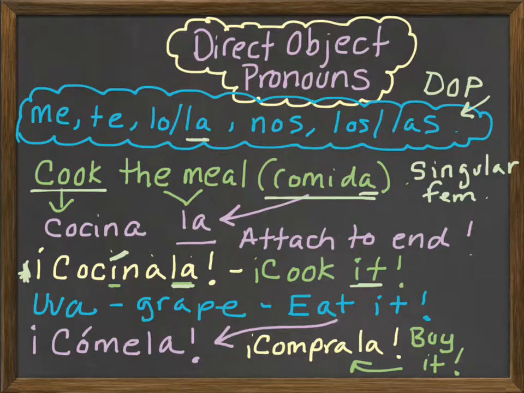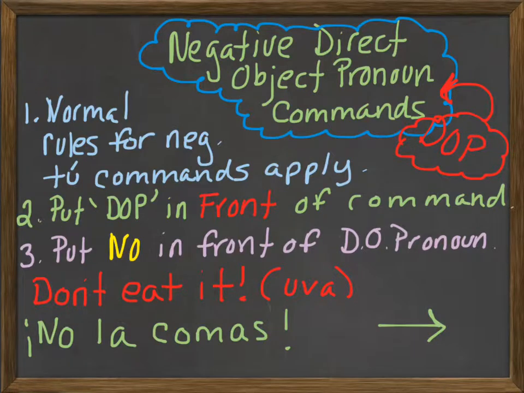Now if I'm talking about una uva, which is a grape, and I want to say eat it, since uva is singular and feminine, la is the direct object pronoun I'm going to use to represent it. So I put la at the end here and say cómela, and that's where your accent mark goes. How about if I wanted to say buy it? We're still talking about the grape. To buy is comprar, so you get comprala. I didn't put my accent mark, so 1, 2, 3, cómprala. Buy it.